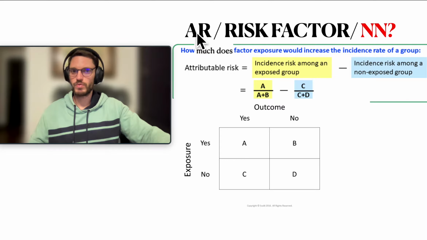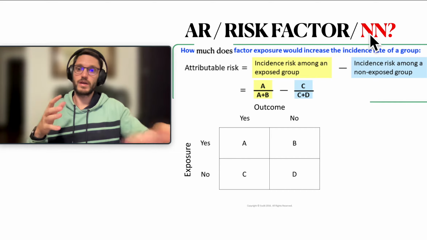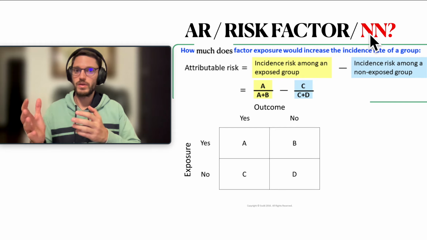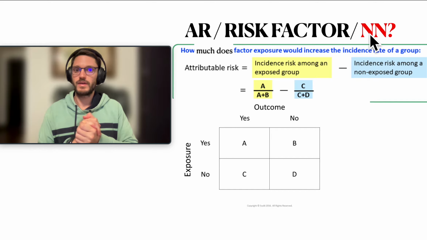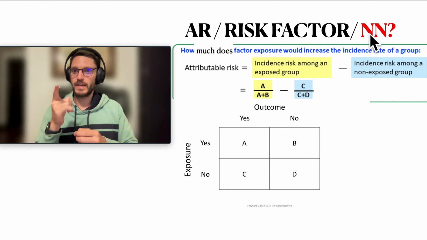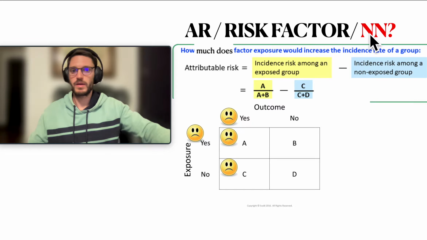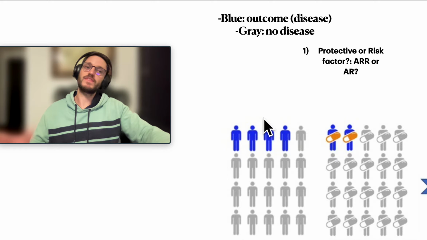So attributable risk goes with risk factor, goes with which number needed to treat or harm? You decide upon this. Is it good? Is it bad? You tell me. Yeah, the answer is number needed to harm. That's why you have these sad faces all over, because exposure will make you sad. Smoking is a risk factor, and it's not going to have a smiley face on there for sure. It's a bad thing, okay? So let's see the other case.